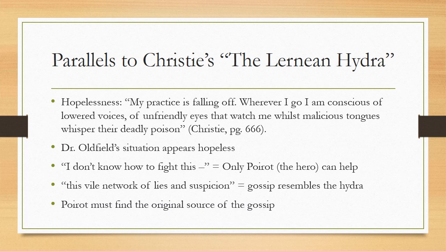But Poirot, with his detective abilities, can find the original source of the gossip. Who started the rumor? And if you can find that source, you can defeat the evil of the gossip. Just like Hercules can defeat the snake by cutting off the correct head, the original head, the first one, the head the creature had before it grew other heads. So who started the rumor? That's what Poirot commits to finding.